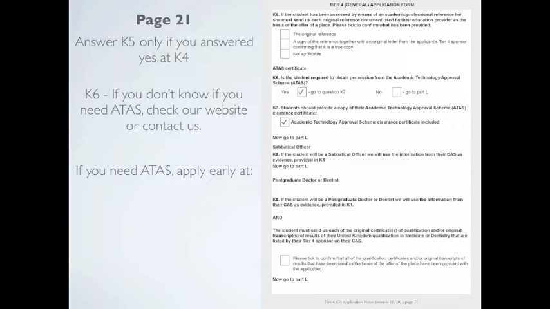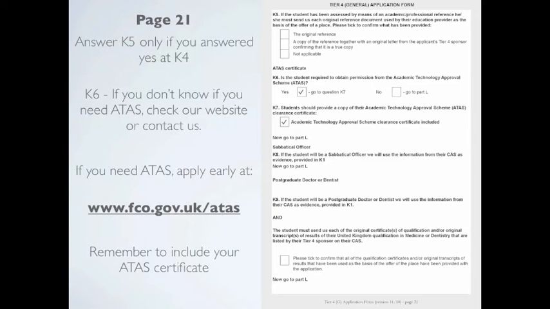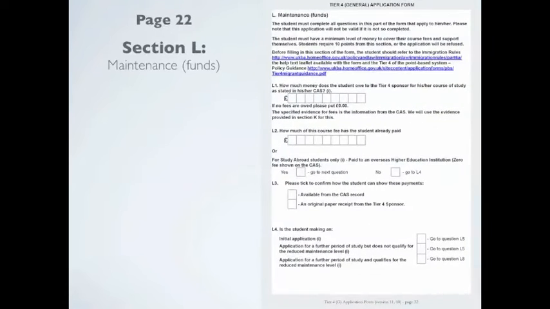You must apply online for this by visiting the following website: www.fco.gov.uk/ATAS. K7. If you ticked yes at K6, you must tick yes at K7 and remember to enclose the ATAS certificate. Page 22, Section L, Maintenance.